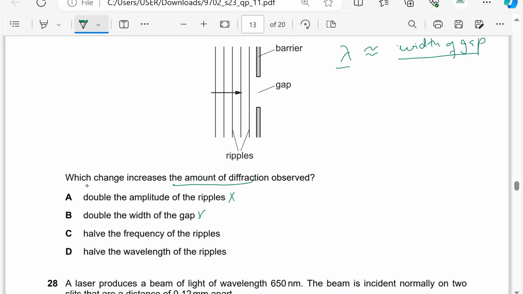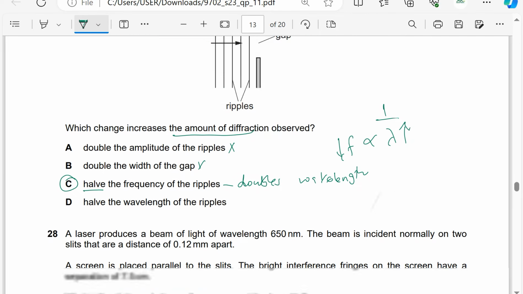So this is out. Half the frequency of the ripples. Remember, frequency is inversely proportional to wavelength. If we halve the frequency, then we double the wavelength. When we increase the wavelength, it will be very close to the width of the gap. So the answer is going to be C. Halving the frequency doubles the wavelength. Remember, the wavelength was smaller than the gap, so we are trying to increase it so that it's very close to the size of the gap. So that one increases diffraction.